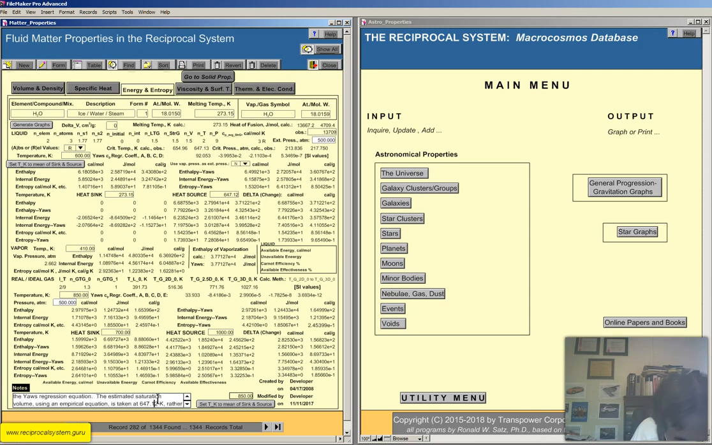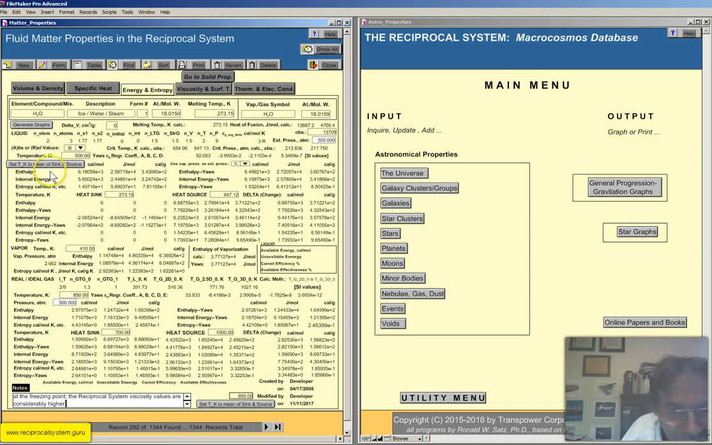The estimated saturation volume using an empirical equation is taken at 647.12 K rather than at 647.13 K due to numerical issues. Interestingly, this simple vapor volume calculated by the reciprocal system for water at the critical temperature and pressure is equal to the saturated volume. But this is not the case with other vapors, hence a purely theoretical calculation cannot be given. Presently, the Yaws regression equation does not go to infinity as it should at the freezing point. Reciprocal system viscosity values are considerably high. Well, we'll get to viscosity in another screencast.